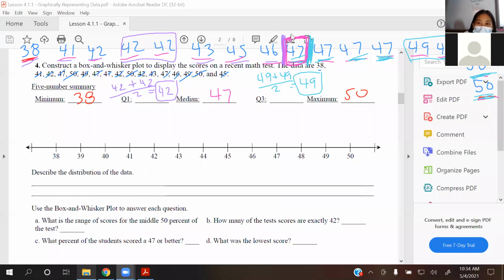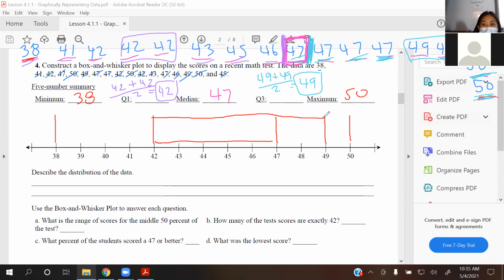All right, so from here, we're gonna draw our box and whisker plot. Remember, just a vertical line on top of everything. So 38, 42, 47, 49, 50. Remember, each of these sections has the same amount of data points in between them. All right, make a box out of your middle three. That is a very ugly box, but it's okay. And then make whiskers on the end. So here's my box and whisker plot. Once again, you can see that stuff is much more condensed over on this section, like it's more squished together, versus on this section, very spread apart.